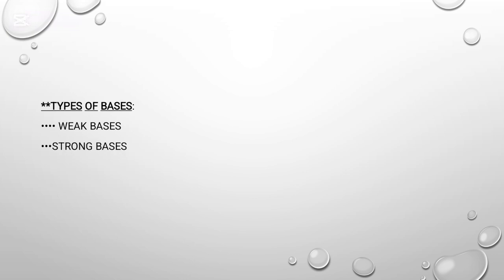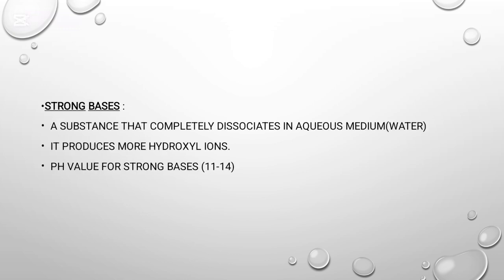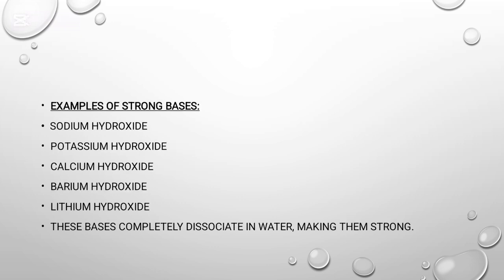There are two types of bases. Some are weak bases and some are strong bases. Strong bases are substances that completely dissociate in aqueous medium. It produces more hydroxyl ions. pH value for strong bases is 11 to 14. Examples of strong bases: sodium hydroxide, potassium hydroxide, calcium hydroxide, barium hydroxide, and lithium hydroxide. These bases completely dissociate in water, making them strong.